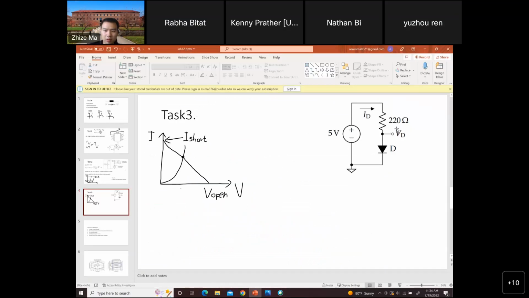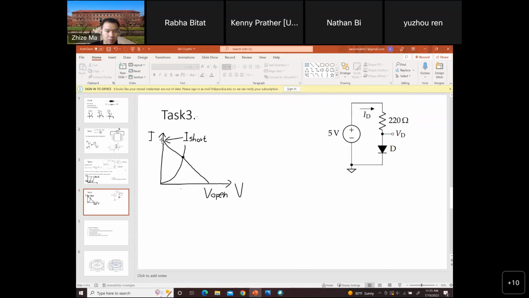So this is a circuit you are given. How to draw the load line is, first of all, you find the open voltage, which should be just 5 volts. Then you can find the short current, which means when you short here, what's the current that goes through this point. That's your short current.